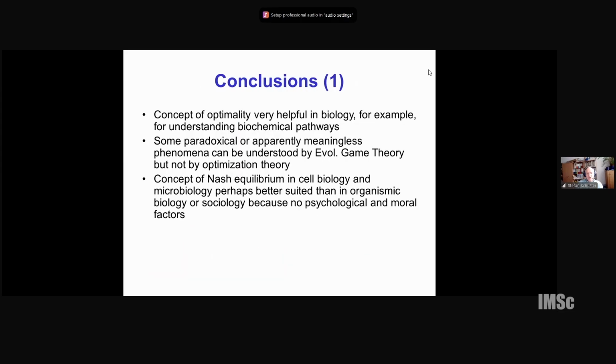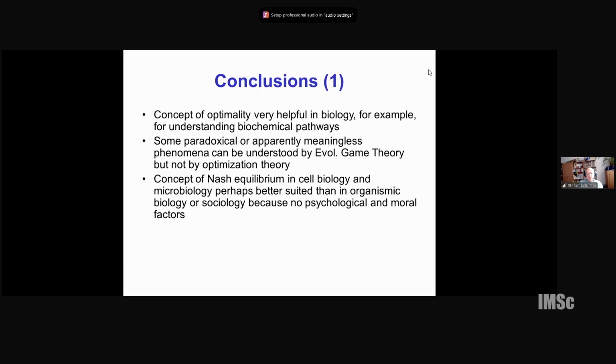Yeah, this brings me to the conclusions. So, also the concept of optimality is very helpful in biology. I didn't mention it, but for example, there are papers that explain biochemical pathways on the basis of optimality principles. But there are some paradoxical or apparently meaningless phenomena. For example, in the case of the prisoner's dilemma, it would be better for both players to use the cooperative strategy. And if we just described it by optimization, then this solution would come out, but it's not observed. Often they get stuck in this Nash equilibrium, which is not optimal for either of them. And this can be explained by game theory.